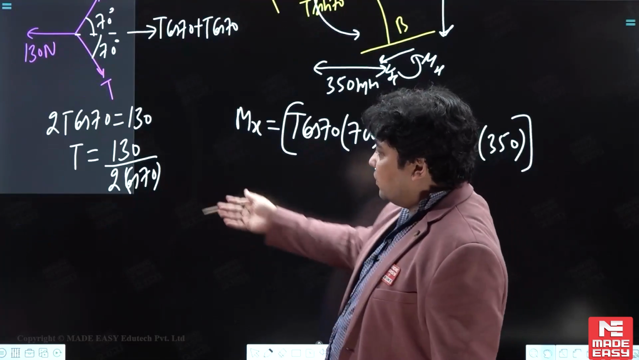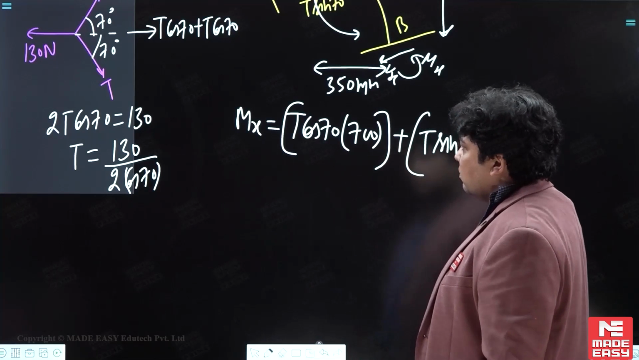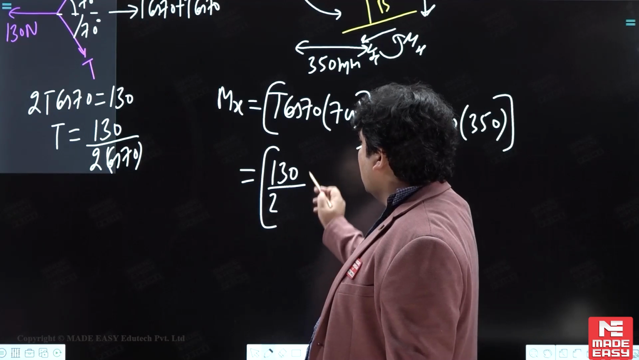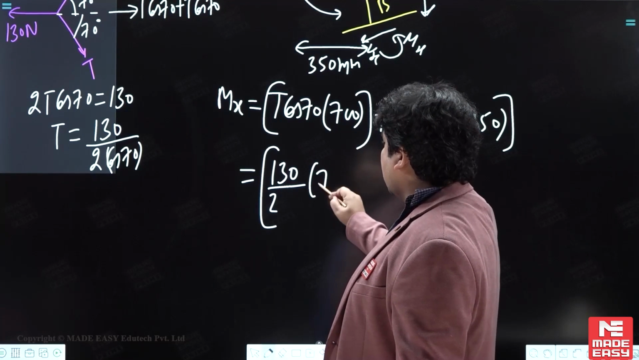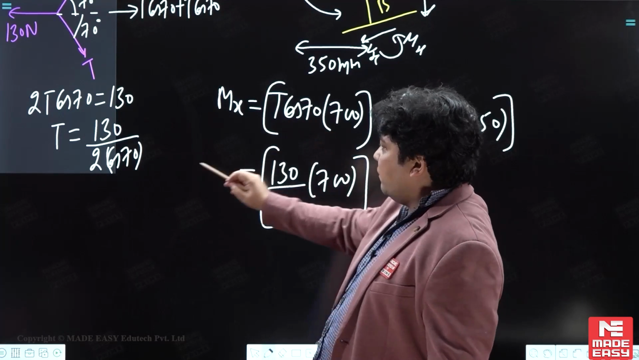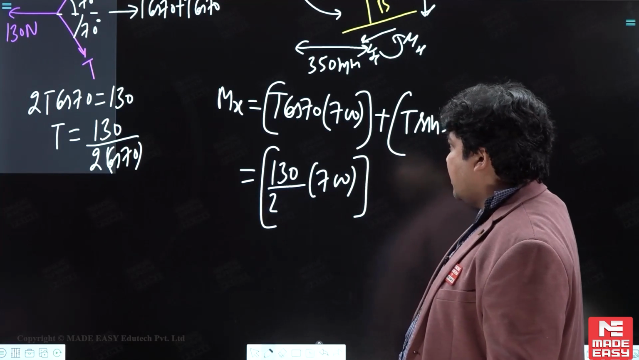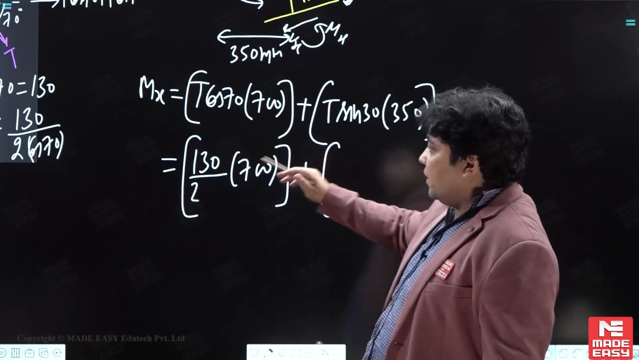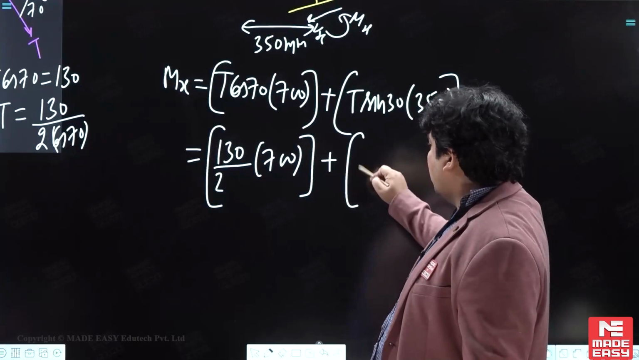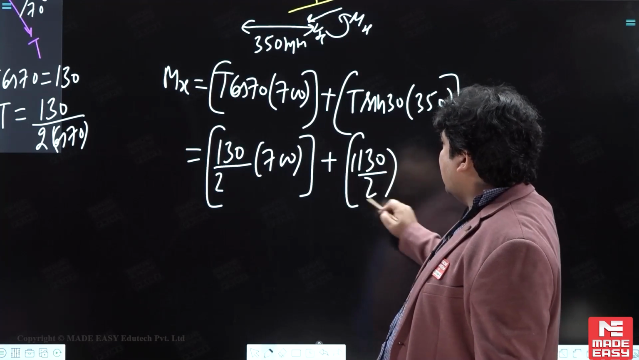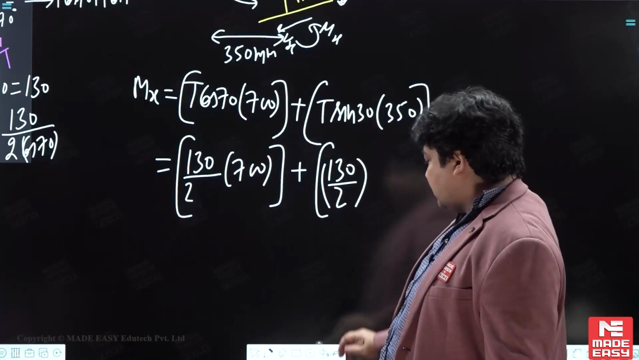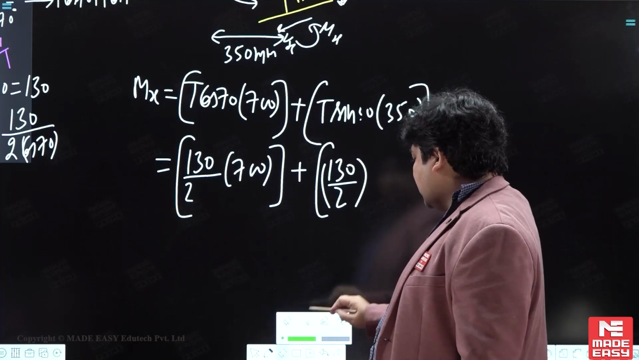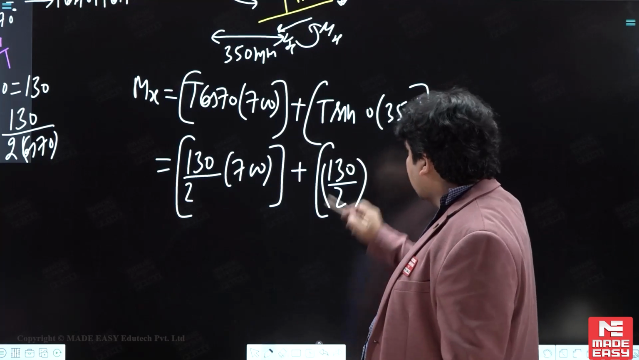The T value we have is 130 divided by 2 cos 70. So just put the value of T: 130 divided by 2 cos 70, the cos 70 cancels, and we get 130 by 2 into 700, plus T sin 70, so 130 by 2 and sin 70, not 30. It is sin 70, not 30.